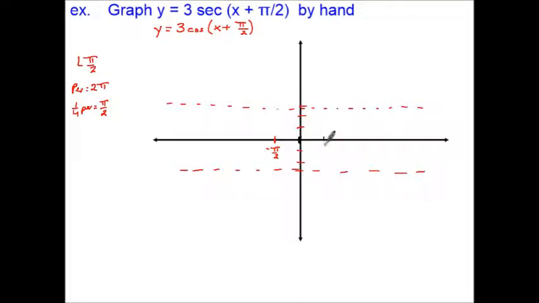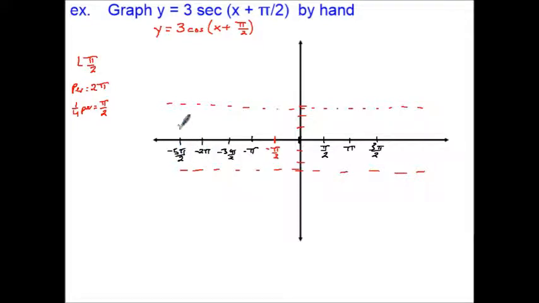My next one puts me at a positive pi over 2. Next one over here, pi, and then 3 pi over 2. Okay, and again, I take this guy to the left, so there's 1, 2, 3, 4 marks for my quarter periods. So here I'm at negative pi, negative 3 pi over 2, negative 2 pi, and then finally negative 5 pi over 2.